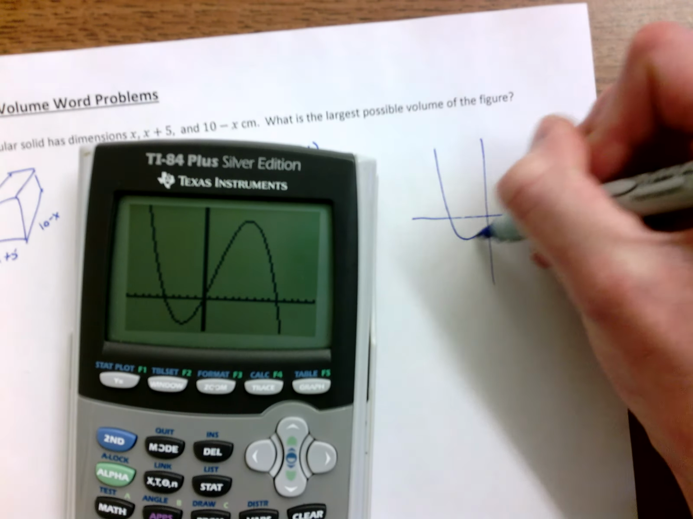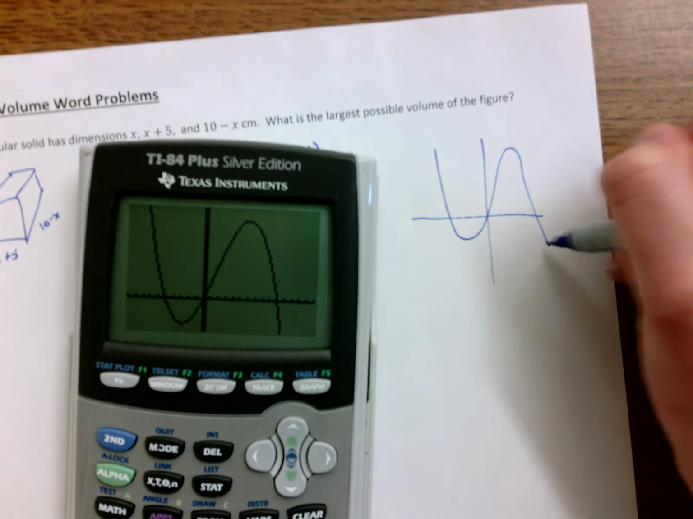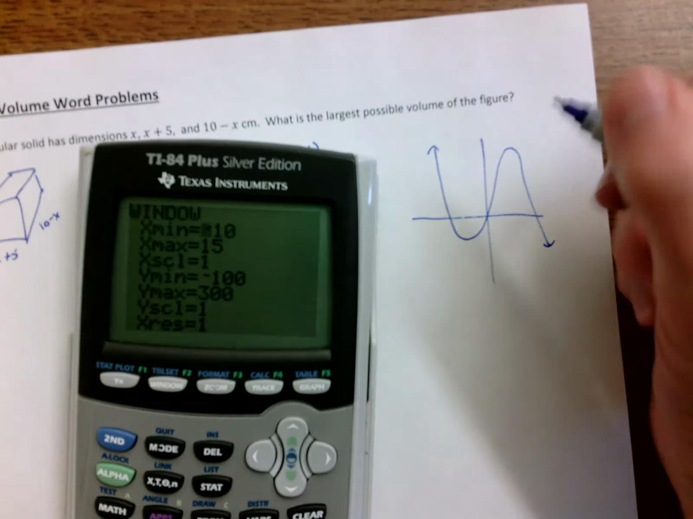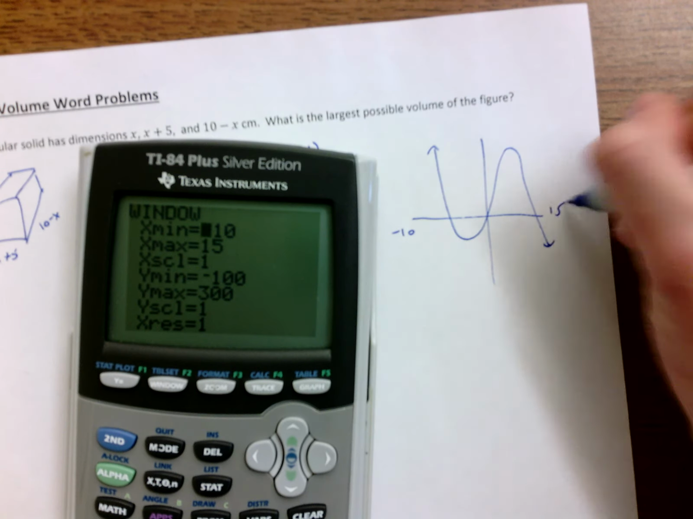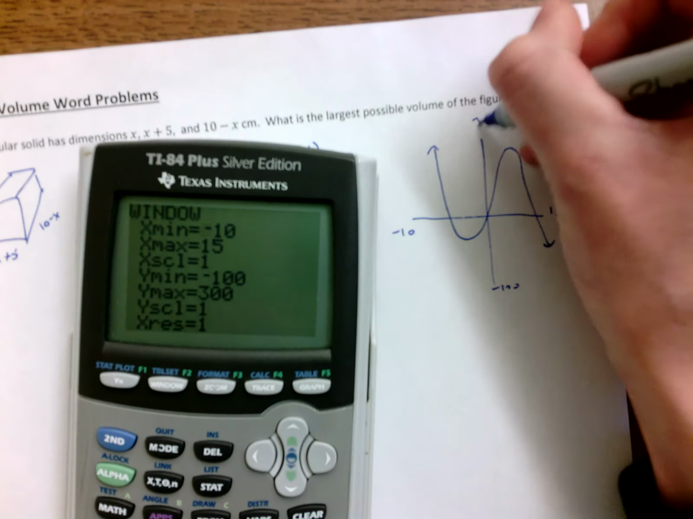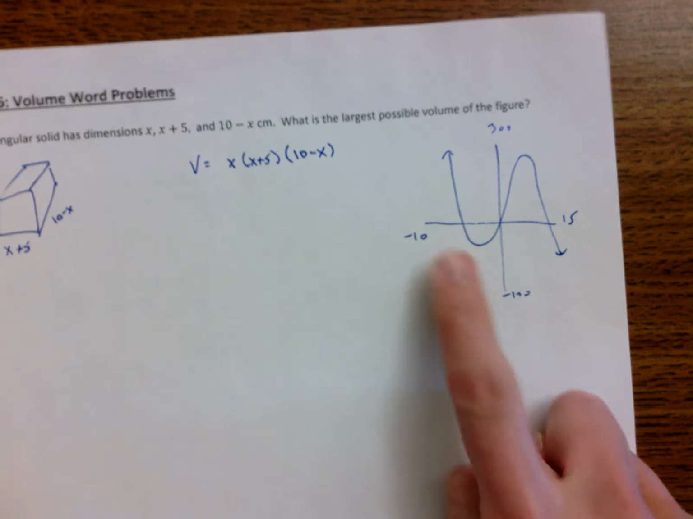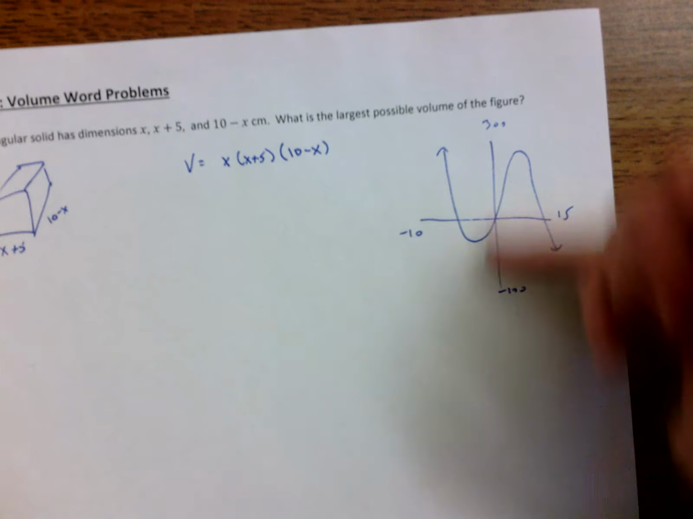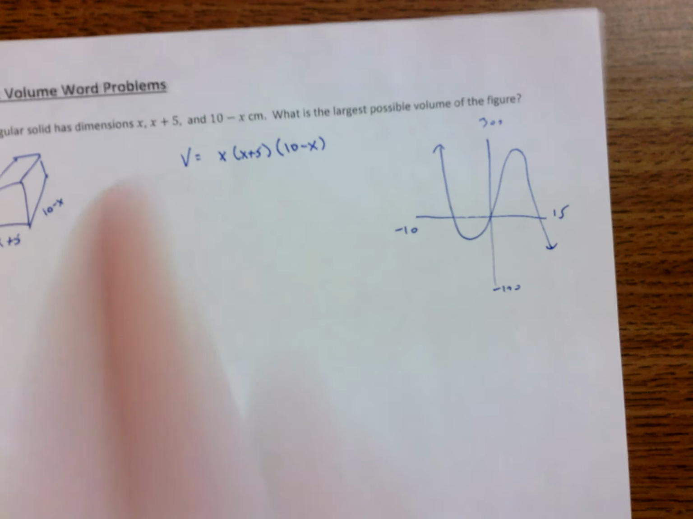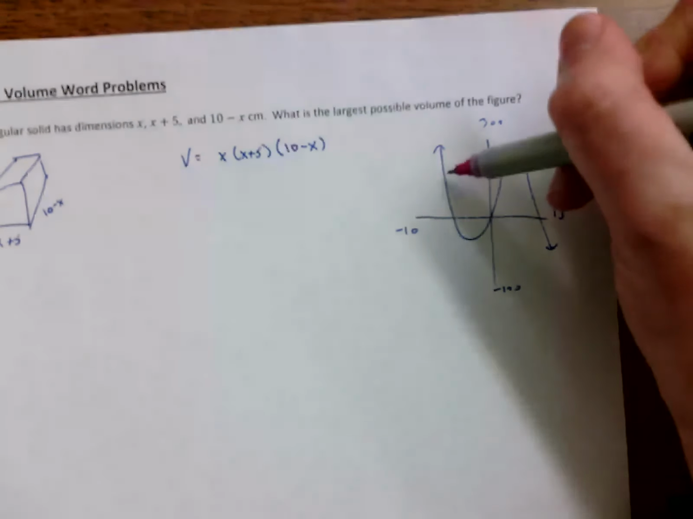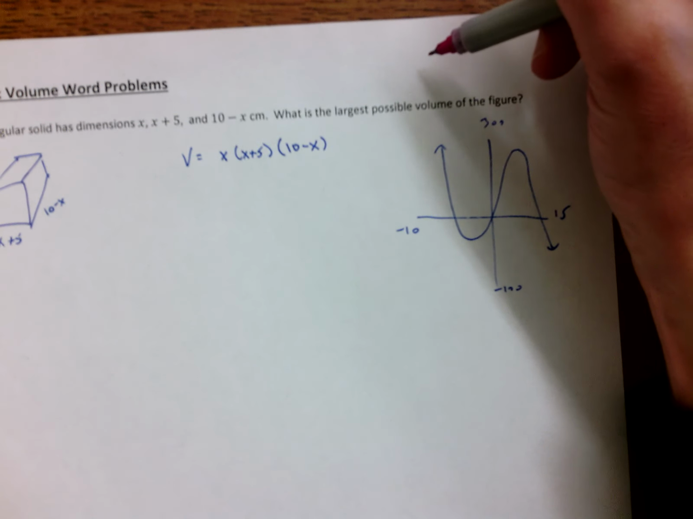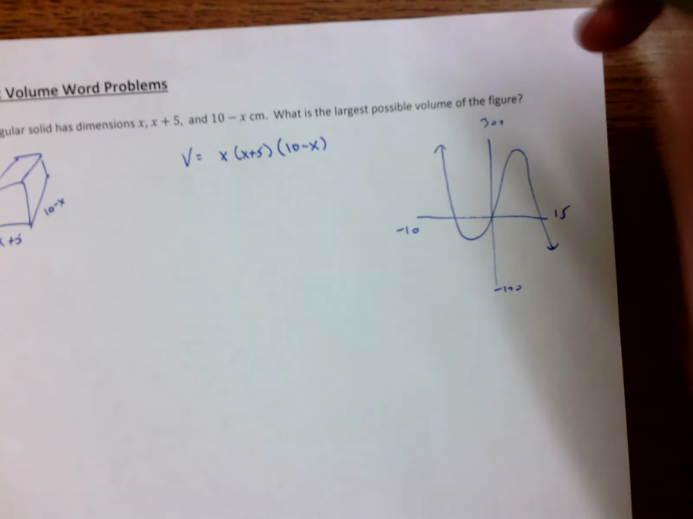Anytime you're using a graph to solve a problem, you should always draw a sketch of it. Make sure that you label your window. There we go. Okay, so we're looking at this, and our question here is we want to find the largest possible volume. In this particular figure, remember that our x is the x from here. The y coordinate is my volume. So I'm looking for the highest possible volume. Now, because this goes up infinitely, that's a really hard call to make, because what is going to be the biggest? There isn't one.